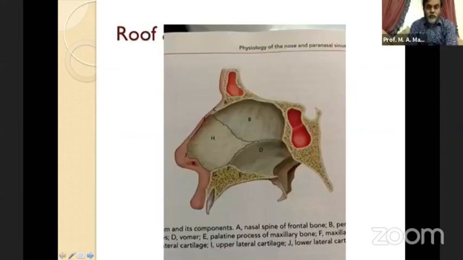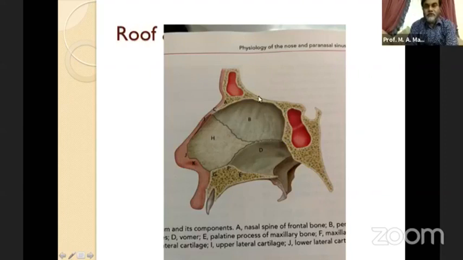Now, what about the roof of the nasal cavity? Look at this roof. This is the roof. Now, what are the bones? You can see this picture. This is the nasal bones. So the roof is formed by the nasal bones, the frontal bone, as the frontal sinus is here. So this is frontal bone. Nasal bone, frontal bone, cribriform plate of ethmoid bone, and this is the body of the sphenoid bone.